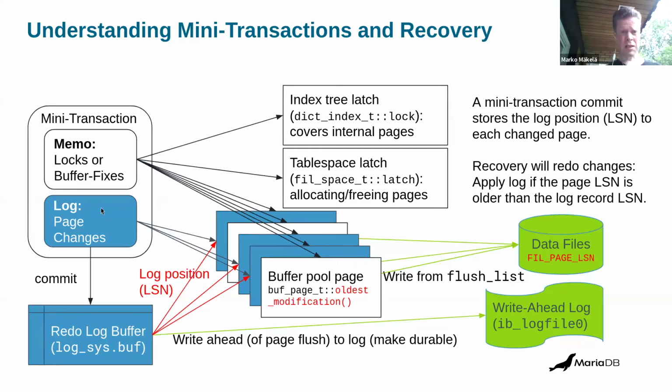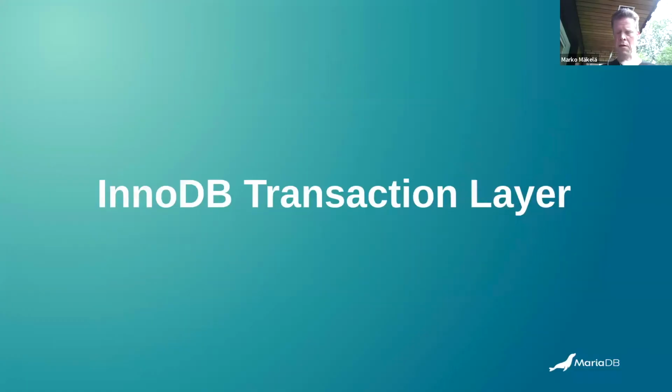So once the mini transaction has copied data to the redo log buffer, it may release all the latches, and then at some later point, some thread will write this log buffer to the log file, and after that, we may write blocks from the flush list to the data files. And when we write from the flush list, the page LSN must never be newer than what we have already durably written to the log. That's the write-ahead logging constraint.